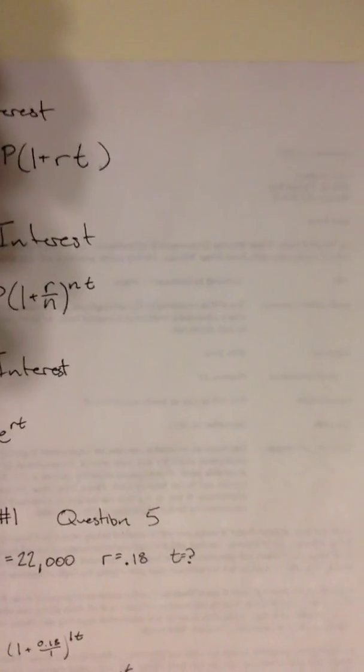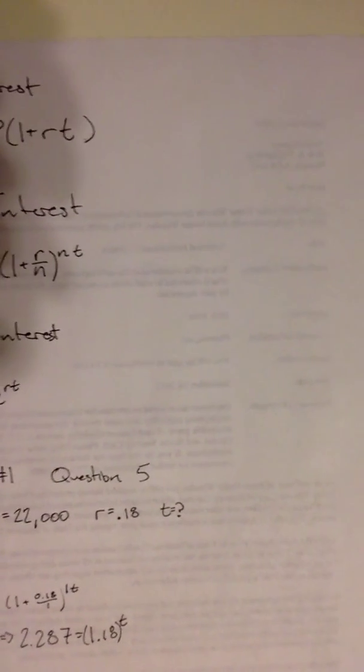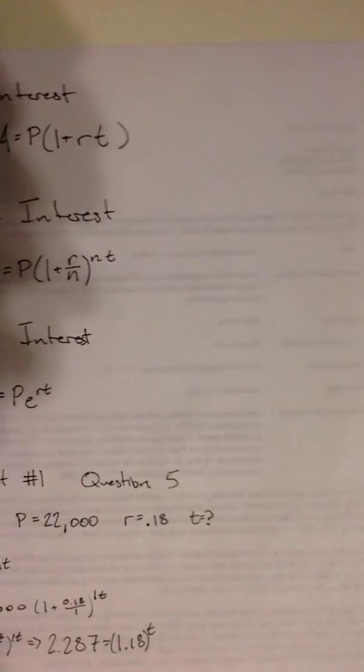And last we have continuous interest, where the amount is equal to the initial investment times e to the power of your interest rate times time.